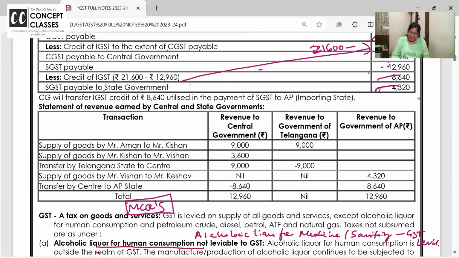See, first A to K within the state. 1 lakh at 18%, within the same state. So CGST to the central government, and SGST to the Telangana state government. Then 1,20,000 at 18%, how much does it come to? Look, 1,20,000 at 18%, right? 21,600. We can write here total 21,600 IGST, because between K and V it was IGST.